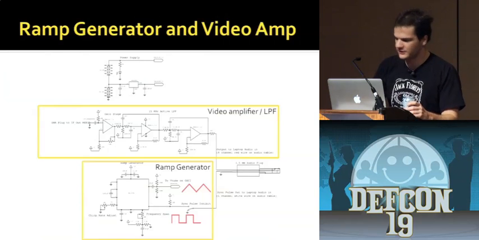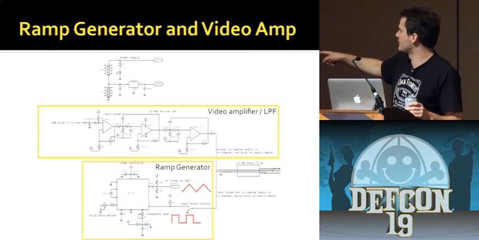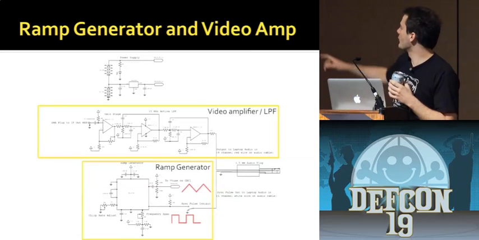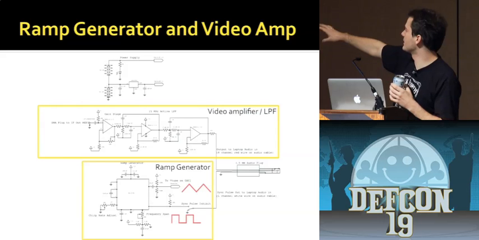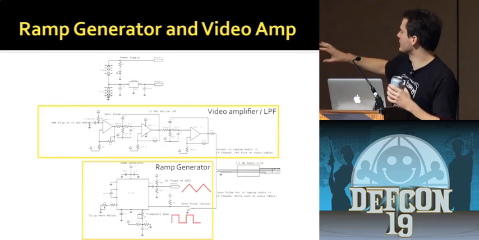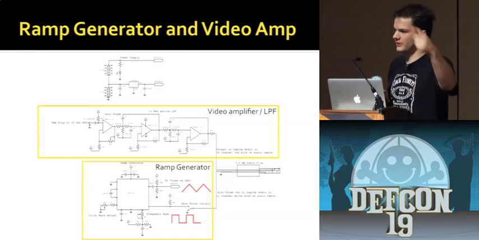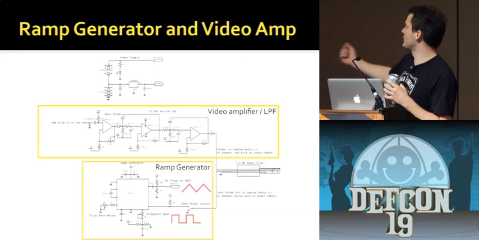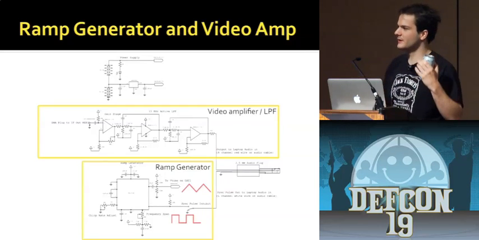Just for completeness, I'm not going to explain these schematics, but this is the original circuit. This is something you could build yourself really easily to do data capture. One of these is the video amplifier, the box at the top, and the other one is the ramp generator, which is just a chip that generates ramps. And it generates 2 output signals, which you plug into your sound card and record your radar data.